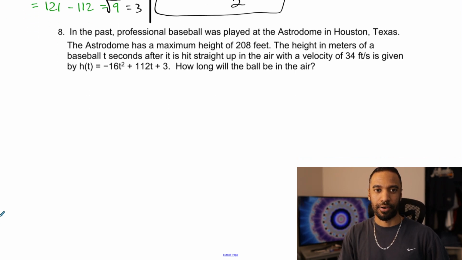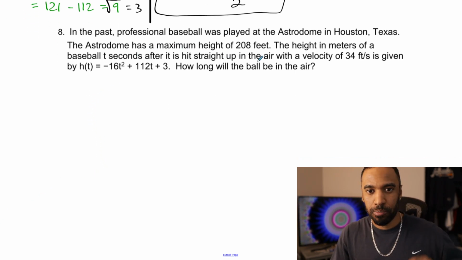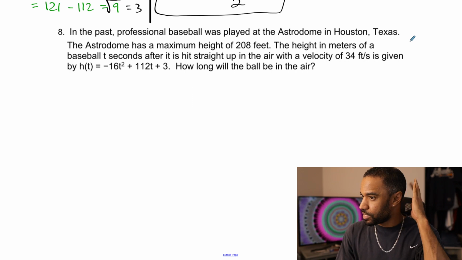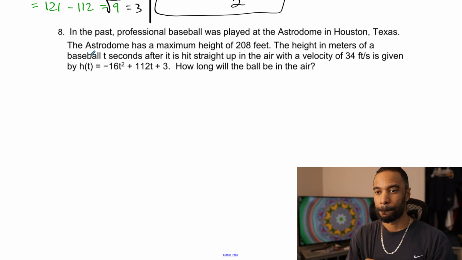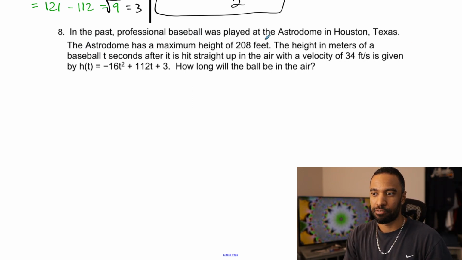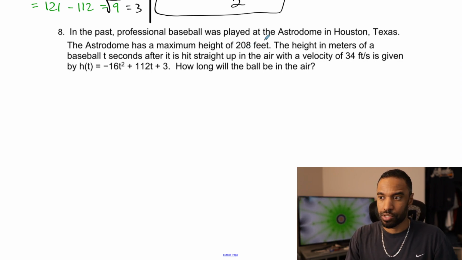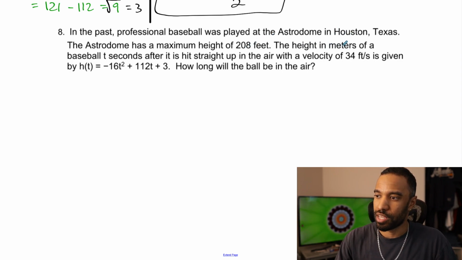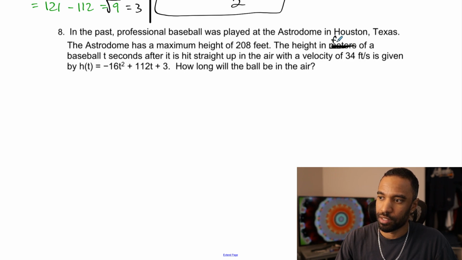Here we go with an hour and a half. Number 8. In the past, professional baseball was played at the Astrodome in Houston, Texas. Now they play at Minute Maid Park. The Astrodome has a maximum height of 208 feet. I don't know if that's true, but it sounds good. The height in feet, this is supposed to say feet. I had to change this from meters to feet.